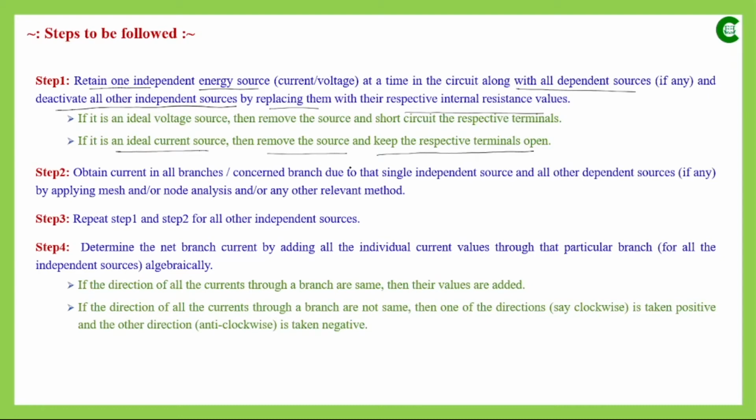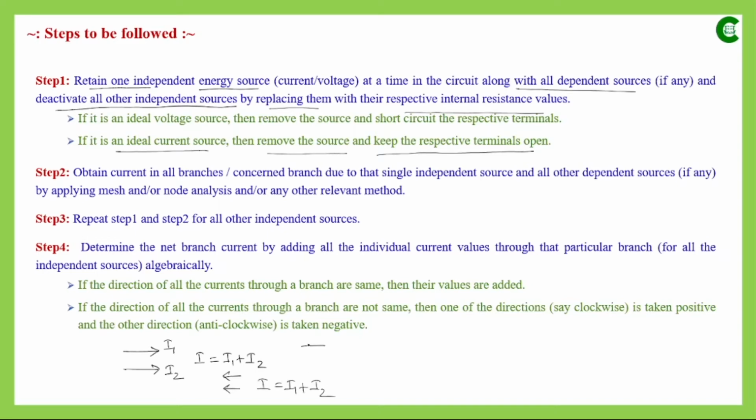So when we choose clockwise direction as positive, then if the other current or currents are flowing in the opposite direction, meaning anti-clockwise, those current values will be taken as negative, and vice versa. So suppose there are two current values flowing in this direction, I1 and I2, then the net current I will be simply I1 plus I2. Even if the currents are flowing in the opposite direction but both directions are the same, in that case also I will be I1 plus I2.